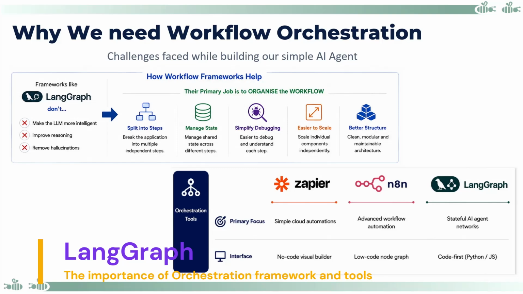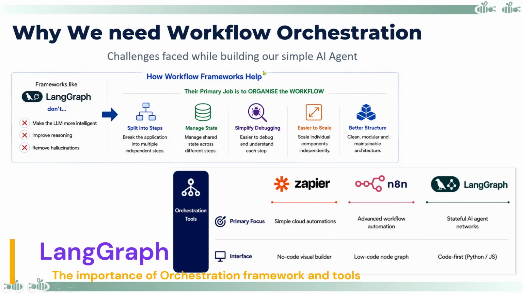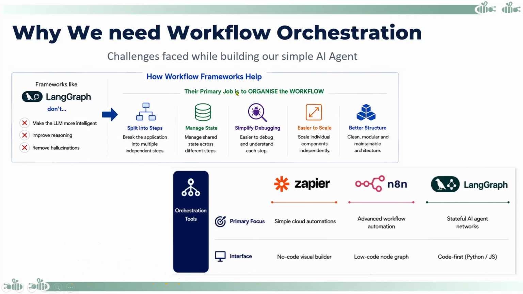Why do workflow orchestration frameworks exist? During the development of this AI agent, we encountered several practical challenges. Our application started to grow into a single large Python file, right? Managing conversation state became difficult. Adding multiple tools also increased the complexity within the code, and debugging also became more difficult because everything happening inside one application was difficult to analyze. So this is exactly where a workflow orchestration framework becomes useful, like LangGraph or LangChain.